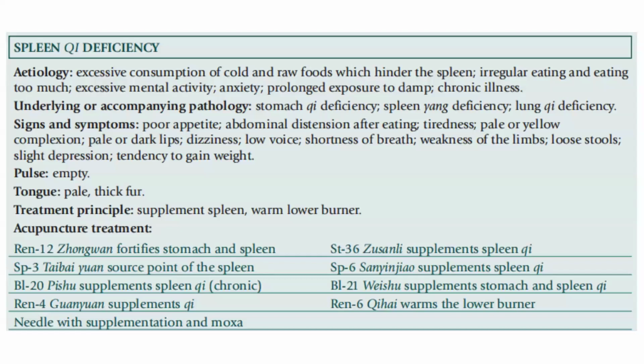Acupuncture points: Ren 12 to fortify stomach and spleen, Spleen 3, yuan source point of the spleen, Bladder 20, supplement spleen qi, which is chronic. Ren 4 supplements qi. Stomach 36 supplements spleen qi. Spleen 6 supplements spleen qi. Bladder 21 supplements stomach and spleen qi. Ren 6 warms the lower burner. Needle with supplementation and moxa.